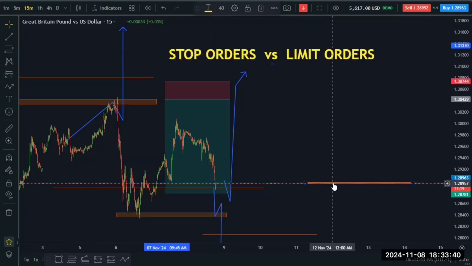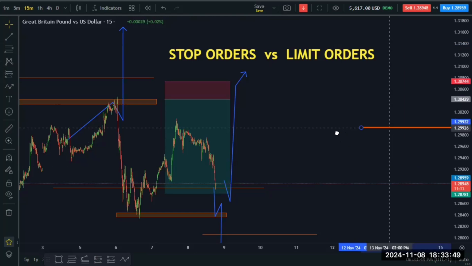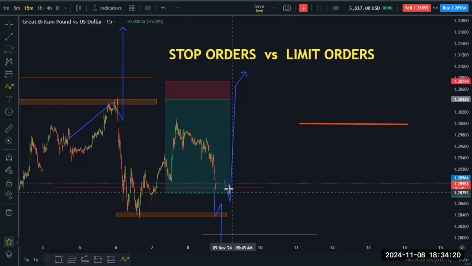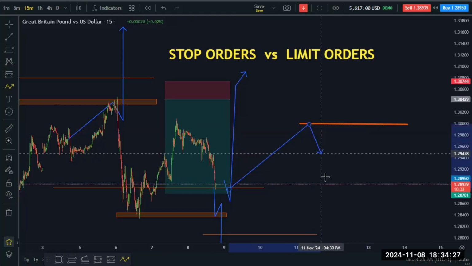When you place a limit order, it is very strict. Let's say I place a limit order at 1.30, which means if price gets to this point, I want to enter for a sell. So if price comes back and touches this point, I will enter for a sell and sell the market downward.